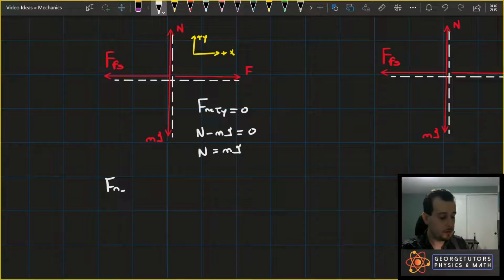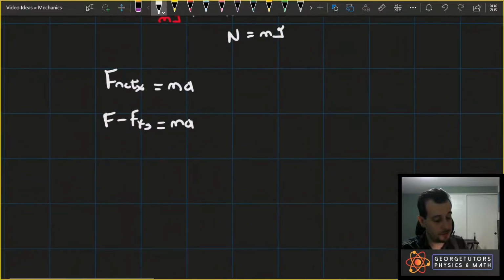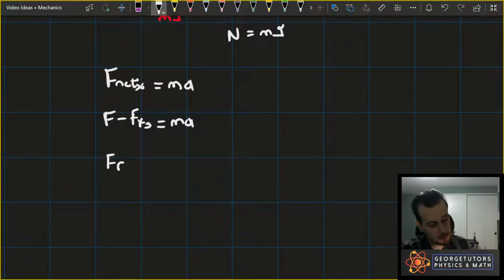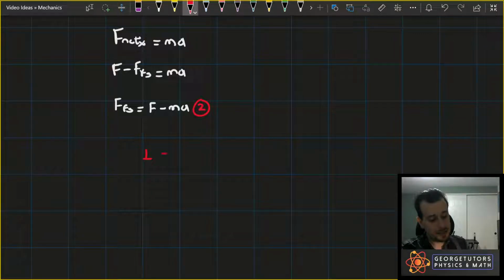However, for F net x, we do have a linear acceleration. So we write the right-hand side as ma. F net x, though, based on our system of positives, we have F to be positive, and then we have friction here to be negative. And so we'll write our net force like this. And here we can isolate again for friction by moving it on this side. Move the acceleration on the left. We get here F minus ma. And that is our second equation here for static friction. Now, from here, I can set 1 equal to 2 since they talk about the same thing.